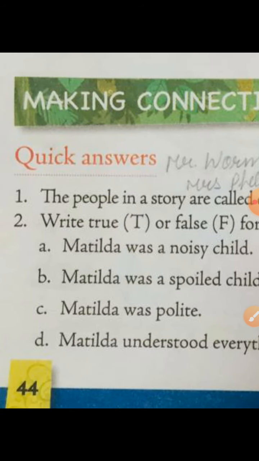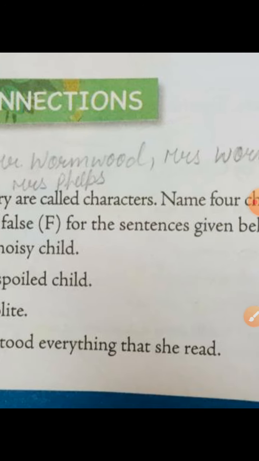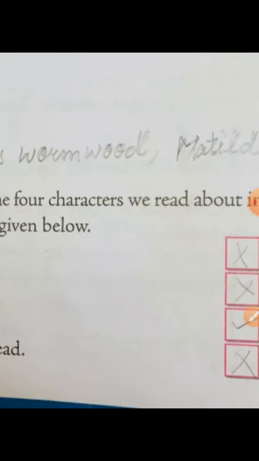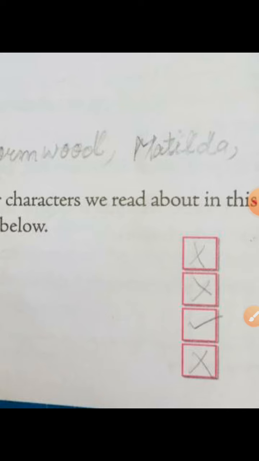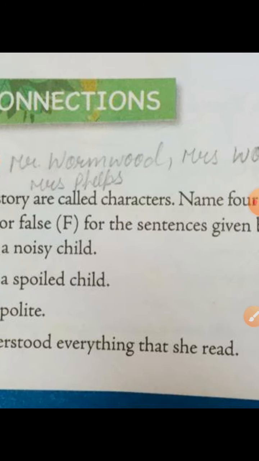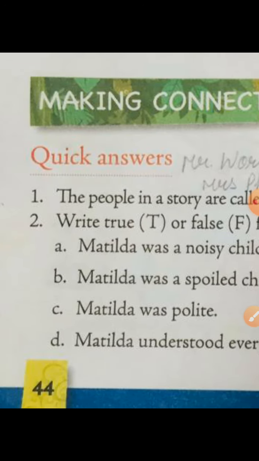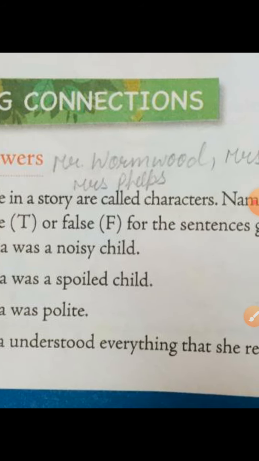The question is, the people in a story are called characters. So, name 4 characters we read about in this. In this means, what is the name of the chapter? Matilda, the book reader. So, not only Matilda, there are other characters also in this story. So, we have to write down the names. The first character is, here all of you can see Mr. Wormwood.